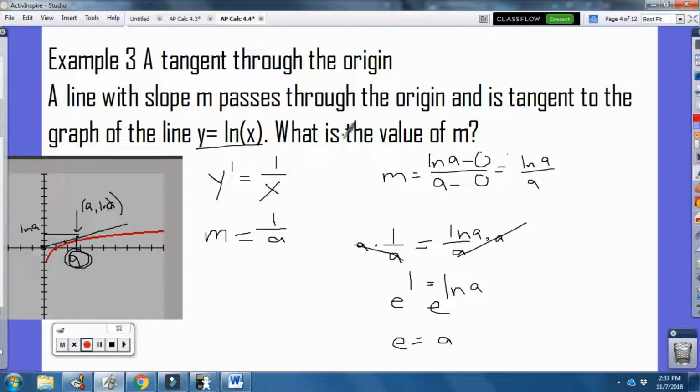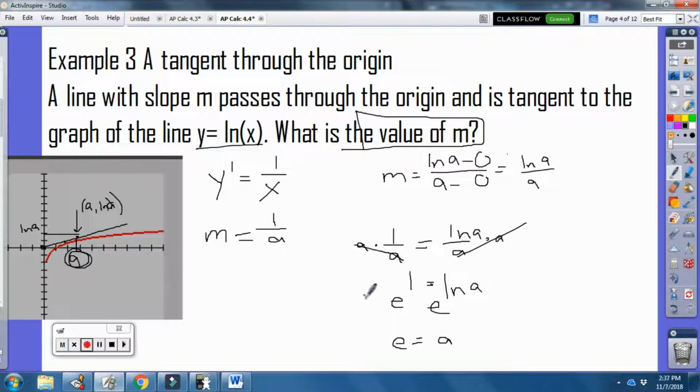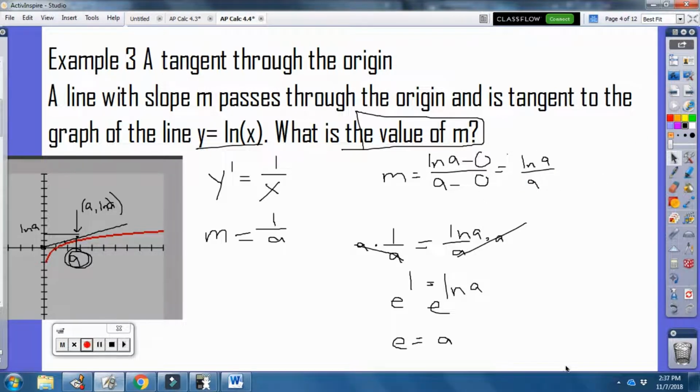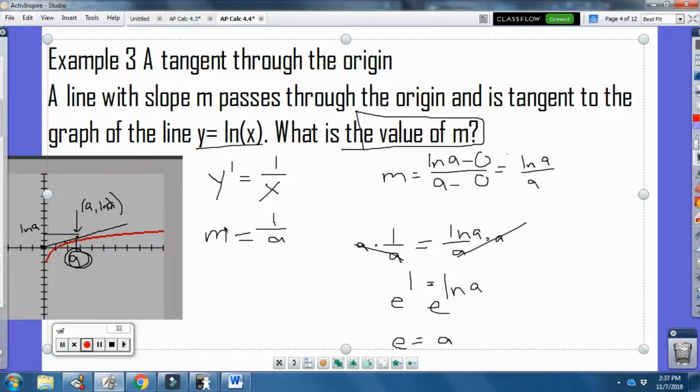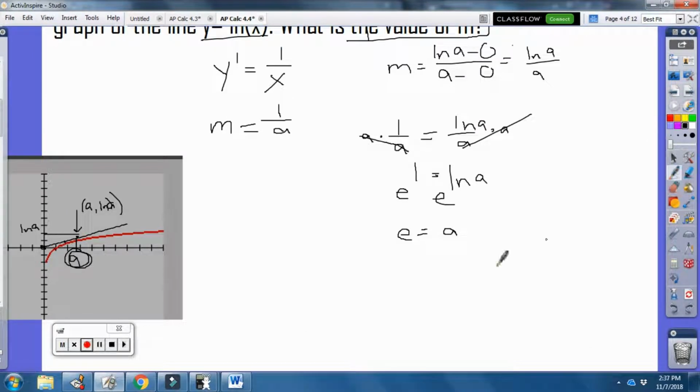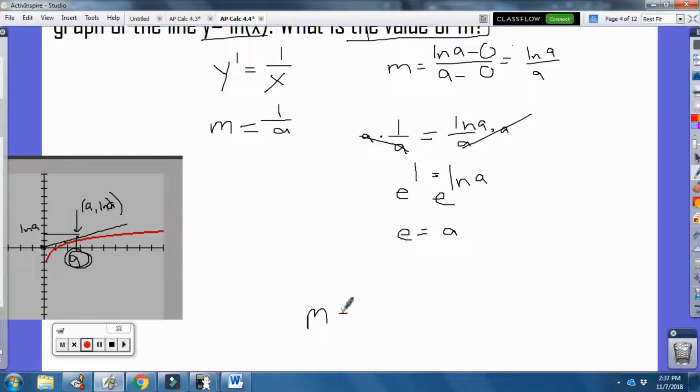Now, that's not what the problem asked. The problem asked, what is the value of m? I can plug that into either equation. I can plug it into natural log of a over a, or 1 over a. The derivative formula looks easier. I'm just going to say m equals 1 over a, which is equal to 1 over e.